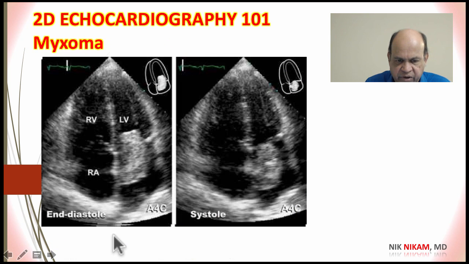Let's move on to the next one, left atrial myxoma. Here we have the 4-chamber view of the heart from the apex, and here's a big fluffy object that is across the mitral valve. It is moving. It is attached to the left atrial septum, and this is a classic example of a large left atrial myxoma.